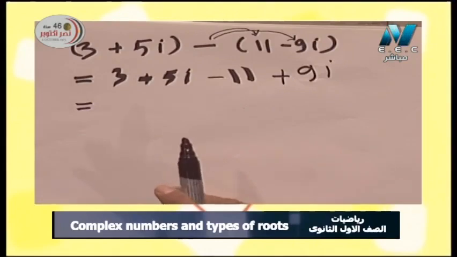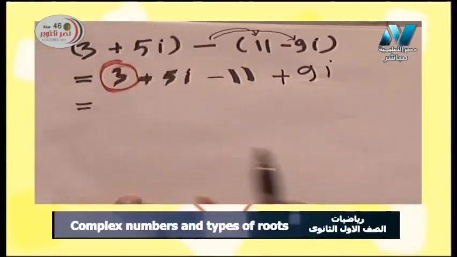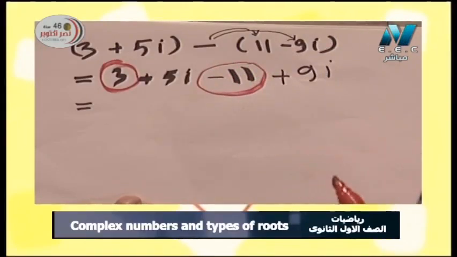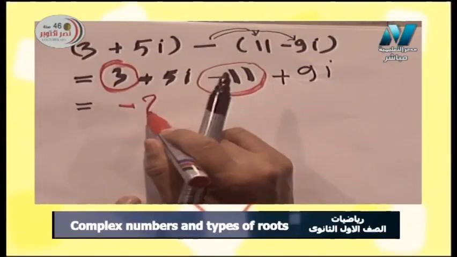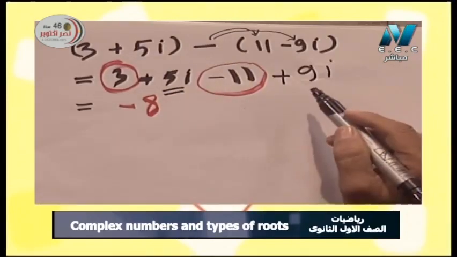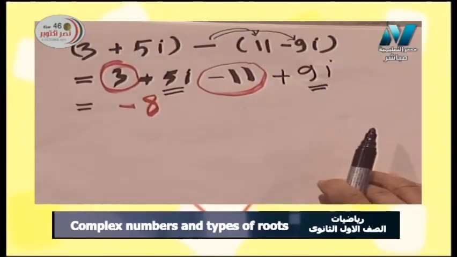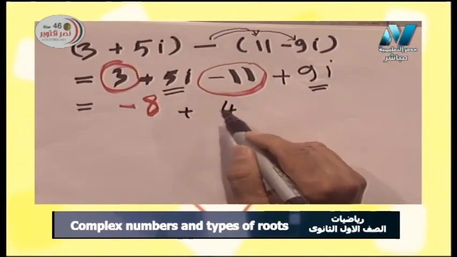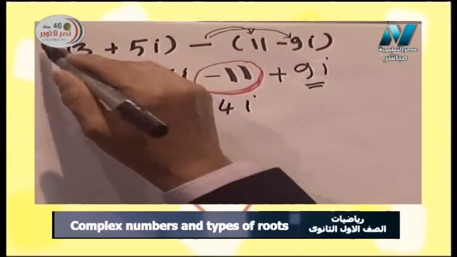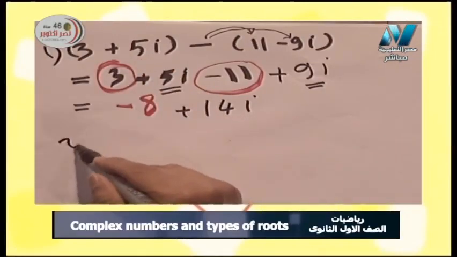Look with me carefully. We have now real numbers. We have 3. We will add it with negative 11. The answer will be negative 8. And we have the imaginary numbers, 5i plus 9i. And the answer will be 14i. Okay, look forward. Yes, this is the number 1. We can go to the number 2.